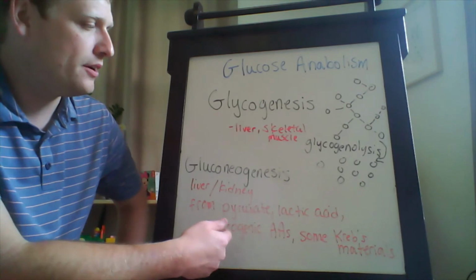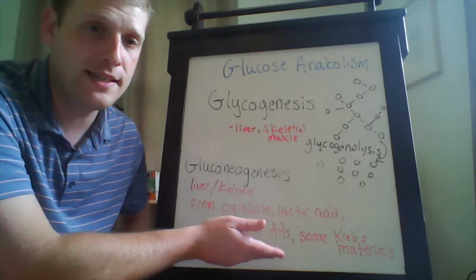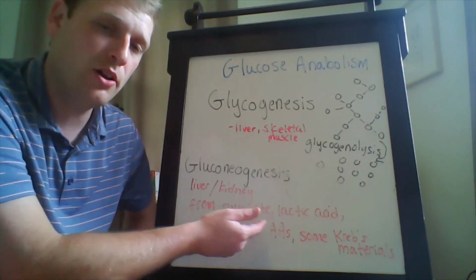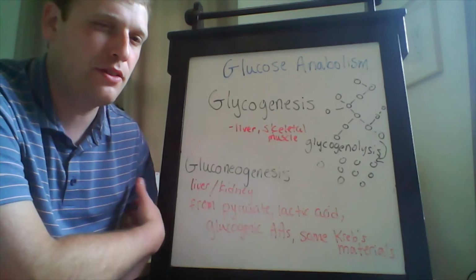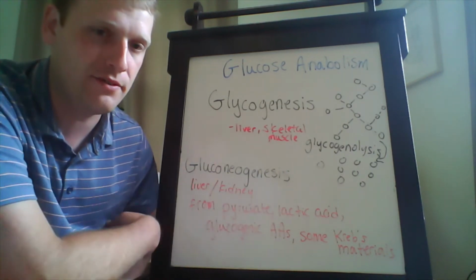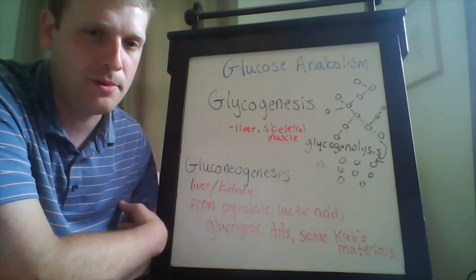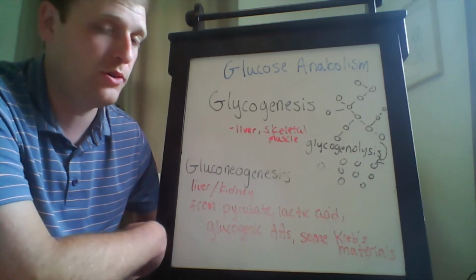Another important thing to note here in gluconeogenesis is that glucose is a 6-carbon molecule. These molecules that are being fed into this reaction are going to be 3 or 4 carbons usually. So pyruvate, lactic acid, for example. Those are 3-carbon molecules, so it takes a couple of those to make one glucose molecule.